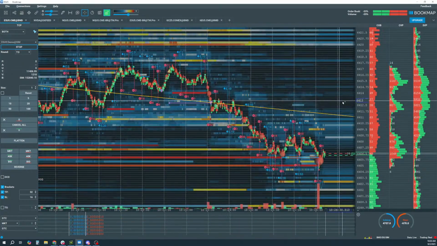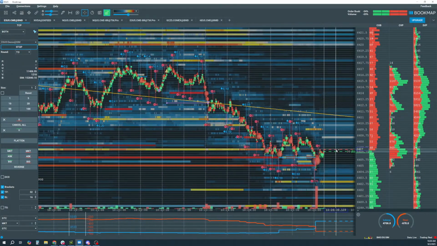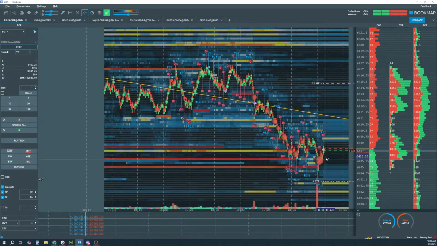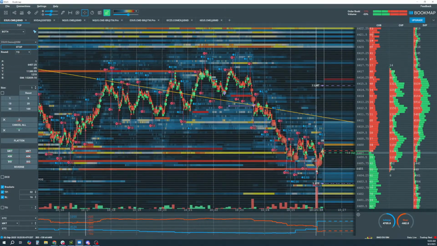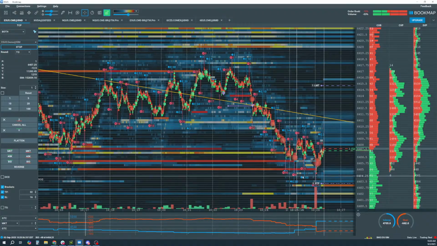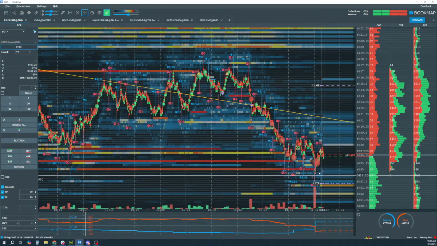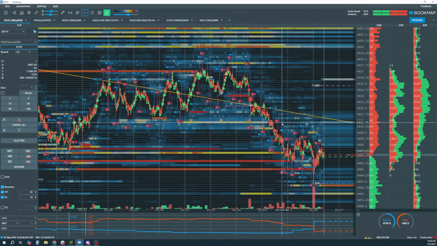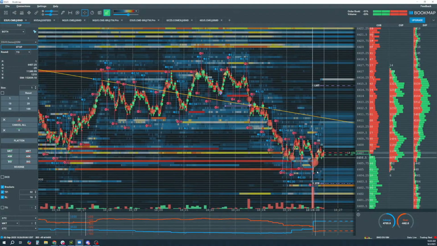Okay, this would be more like a scalp here. I'm just looking for this kind of bounce around here, and I see a lot of people got stopped out, and let's see if we can get a move back into the range here.